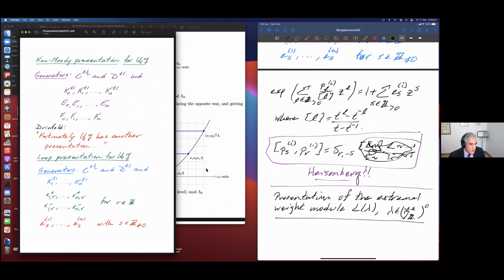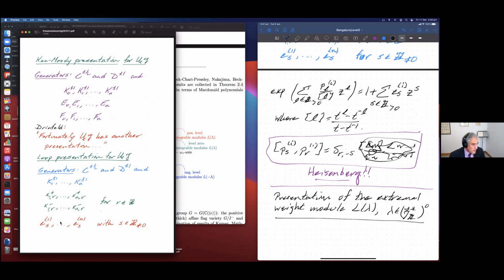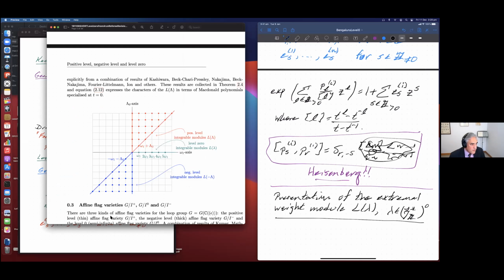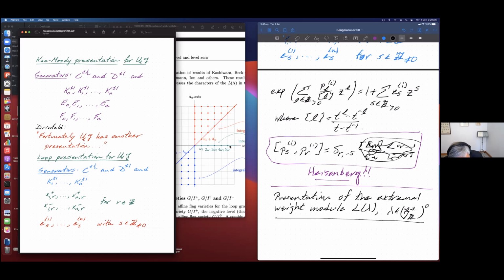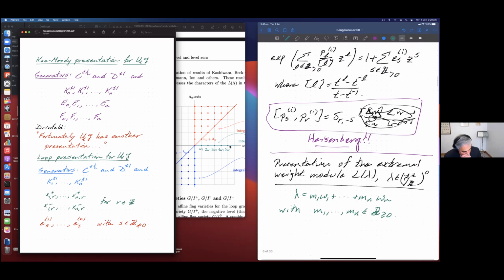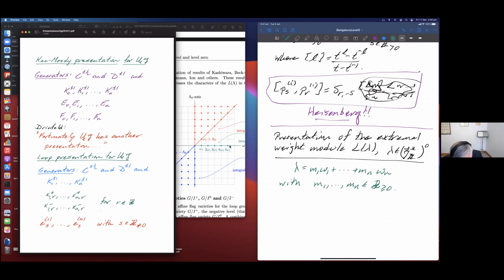So I'm looking at one of these green dots. If I'm looking at one of those green dots, it means that my lambda is m1 omega 1 plus ... plus mn omega n, with m1 up to mn being some non-negative integers. Okay, so there are two presentations. One is the Katsumudi presentation.